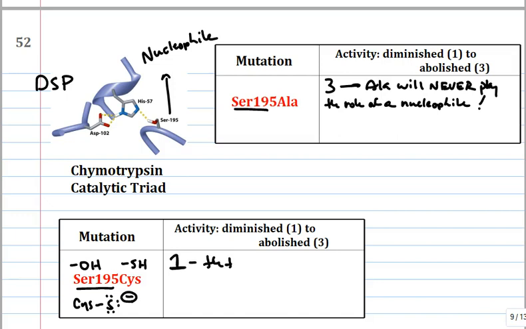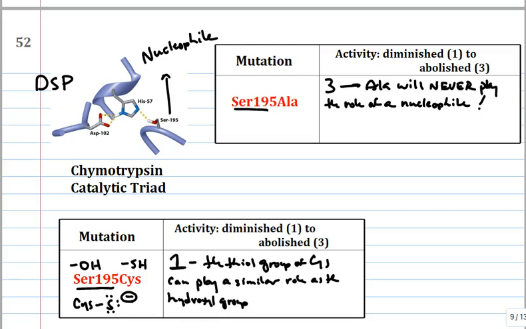For this reason, the thiol group of cysteine can play a similar role as the hydroxyl group of serine. And remember, technically this was an acid first because it has to be deprotonated to be a better nucleophile. So acid plus nucleophile.